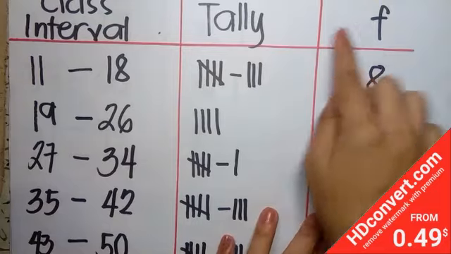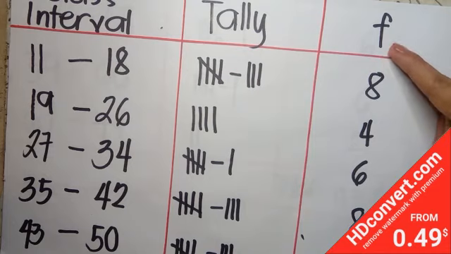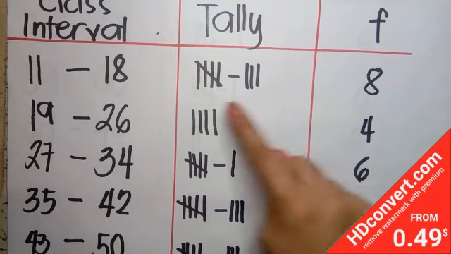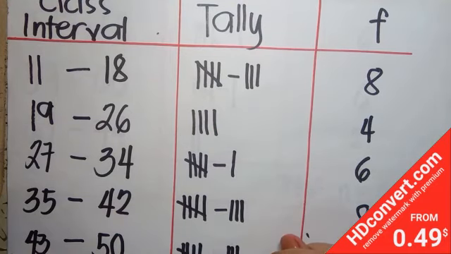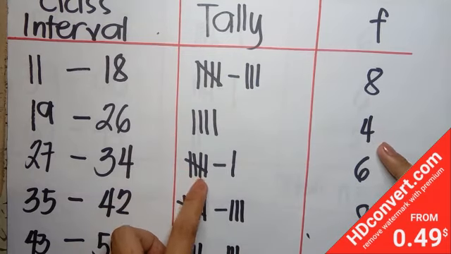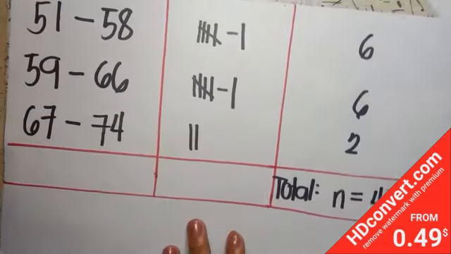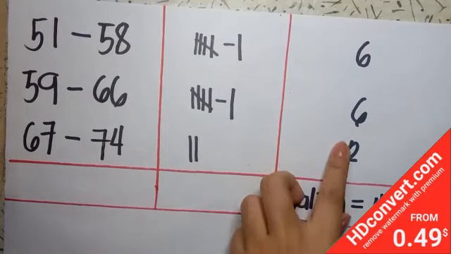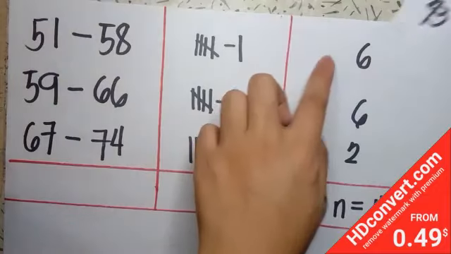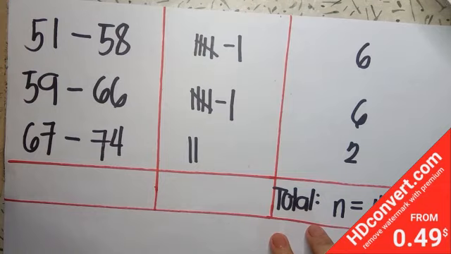So, punta tayo dun sa table. Sa table, si frequency o yung F ay katabi ni tally. Para makuha mo yung frequency, bibilangin mo lang kung ilan yung nasa tally mo. Meron kang, sa una, 8, sa pangalawa, 4, sa susunod, 6, then 8, 8, 6, 6, and 2. Then, after that, ito total mo lahat sila. Pag tinotal mo, ang makukuha mo ay 48.